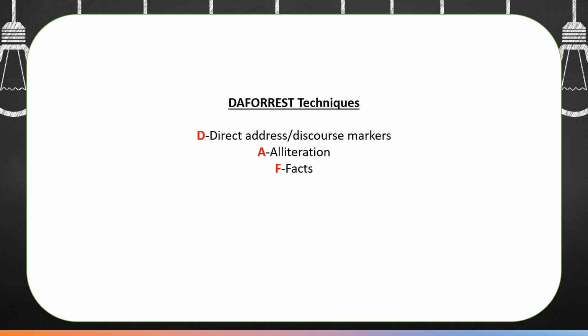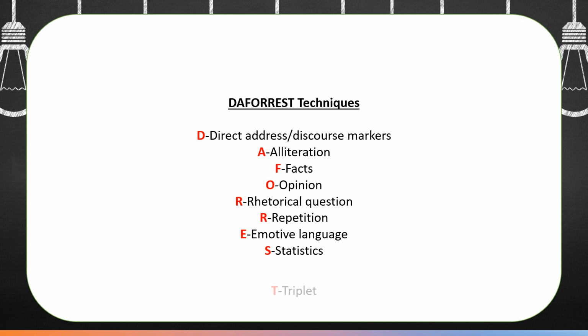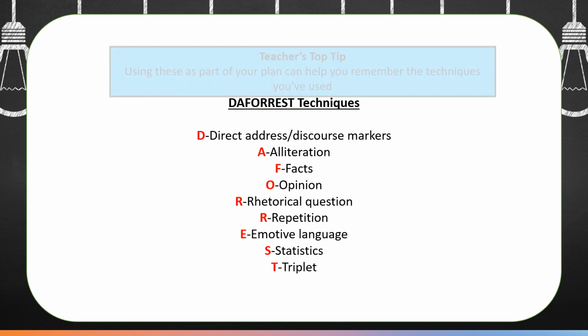You have a fact, which is something that is true, an opinion, rhetorical question, repetition, emotive language, statistics, and finally a triplet or a rule of 3. It's also sometimes called a group of 3. It's a really easy one to get mixed up, but it's important that you go through the next part now and make sure that you're aware of not only how to define each of these techniques, but also if you can think of a few examples that we can then use in our writing later on.